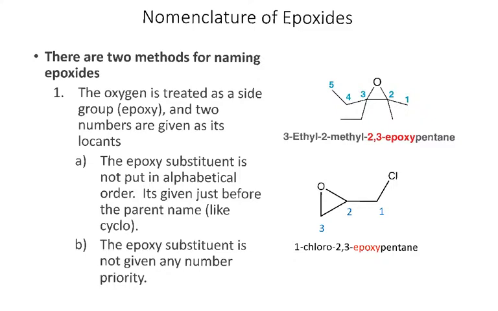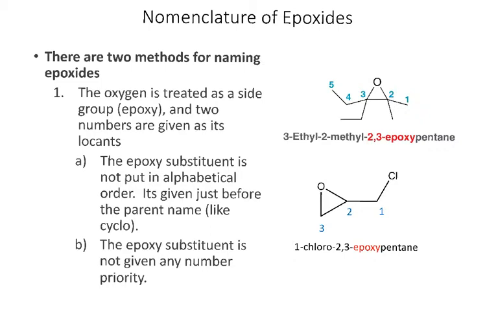So there are actually a lot of ways to name epoxides, and if you Google it, it can be kind of confusing. We're going to focus on two methods for naming epoxides that I think you'll encounter most often. So in the first method, we're going to treat the oxygen, or the epoxy, as if it was a substituent. And we need to give two numbers for its locants. So both carbons that the oxygen is attached to will provide the numbers.